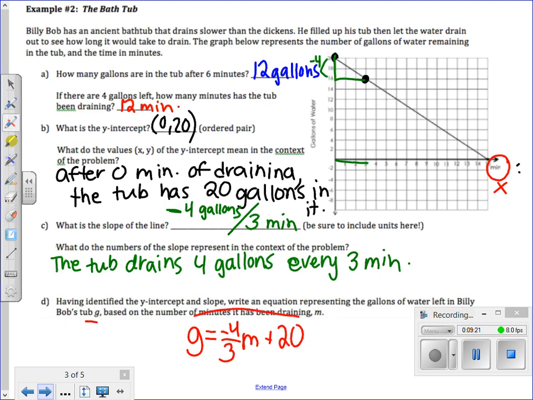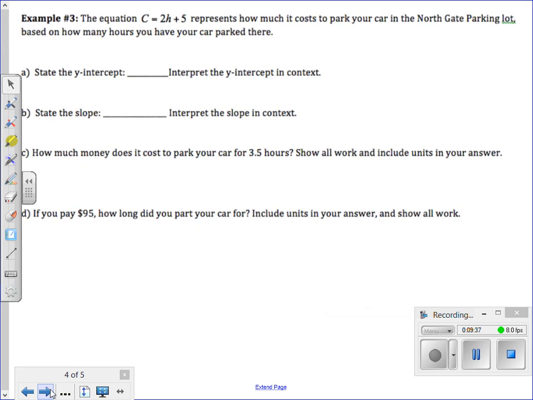So the equation, that's here, you can always check, has a y-intercept of 20, and you're going down 4 over 3 every time in order to graph your line. That looks correct, so we're all set to go. All right, let's check out another one.